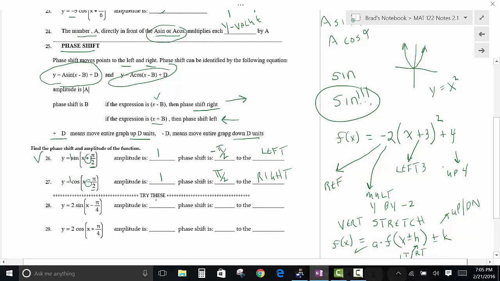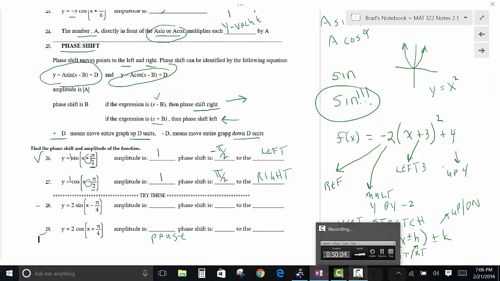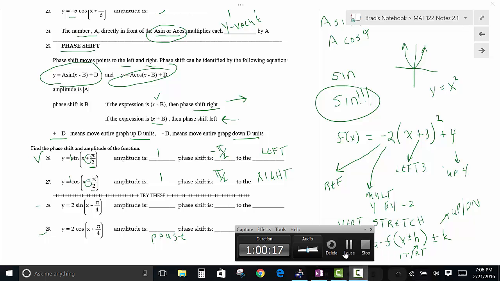I'll pause here for a minute and let you work on 28 and 29. As soon as you're done, you can press the play button and I'll see if you got everything right.